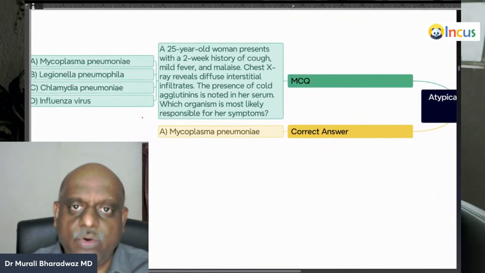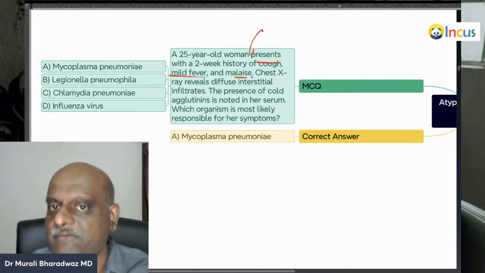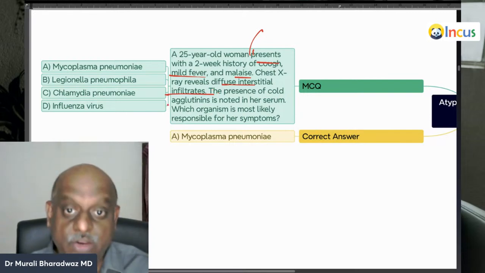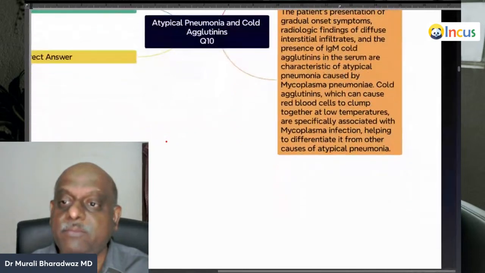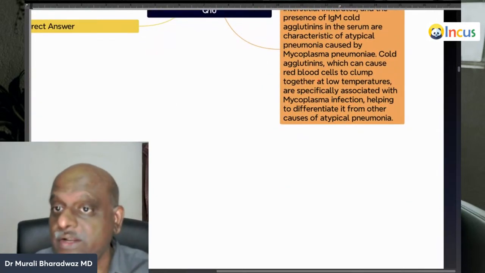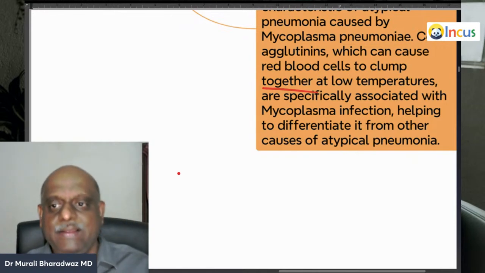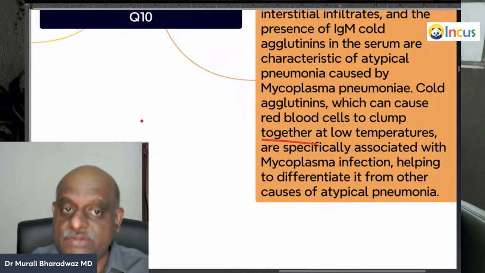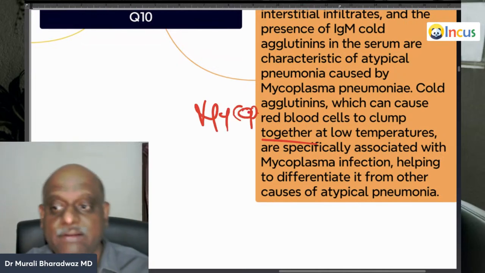A 25-year-old woman presents with a 2-week history of cough, mild fever, malaise, diffuse interstitial infiltrates, and cold agglutinins. What is your answer, doctors? Mycoplasma pneumoniae. Cold agglutinins cause the red blood cells to clump together at low temperature, and typically they are seen in mycoplasma infection.